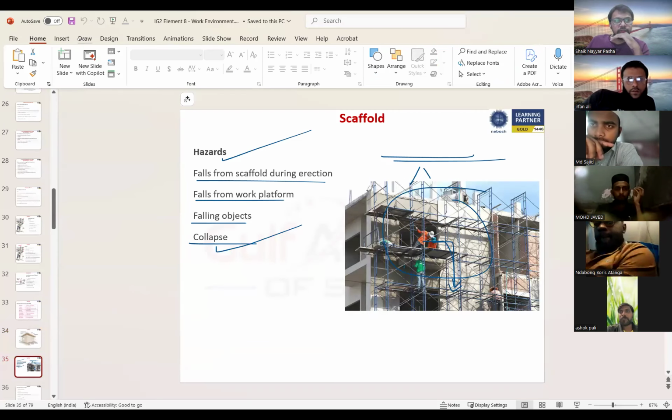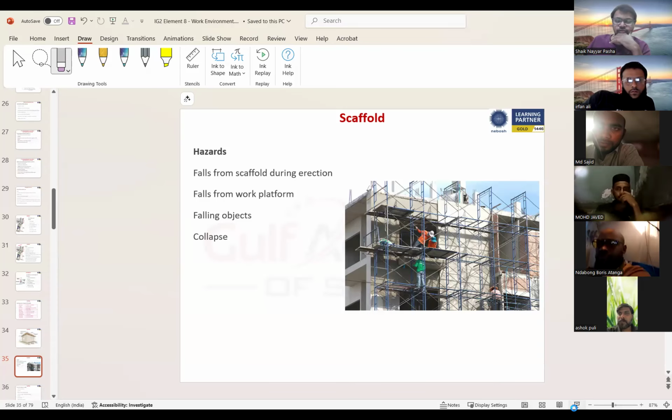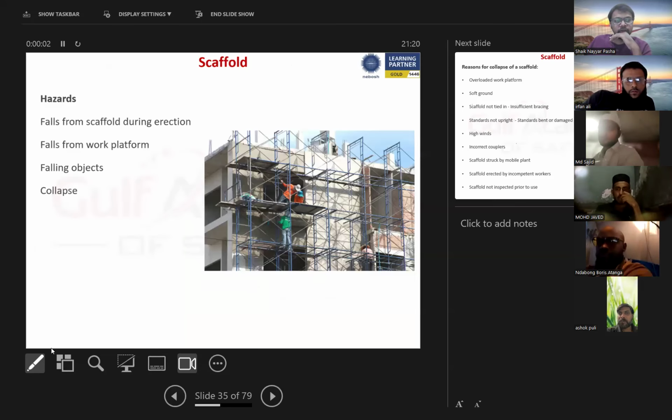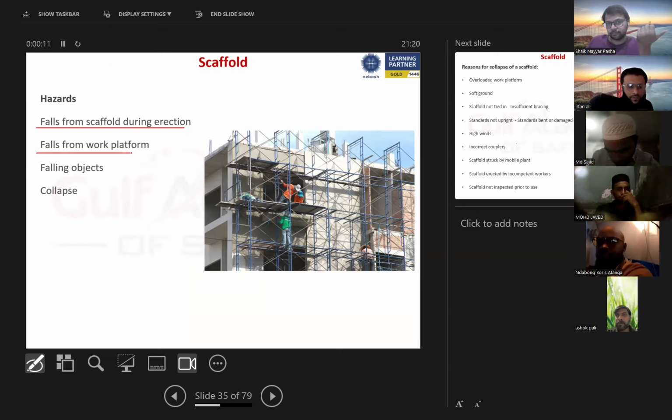Okay. Now, when people are working with the scaffolding, what are the hazards? What are the risks associated with working on scaffolding? People falling from the scaffolding during erection or during the work, or falls from the working platform while doing the job, falling objects, or the entire scaffolding could collapse.